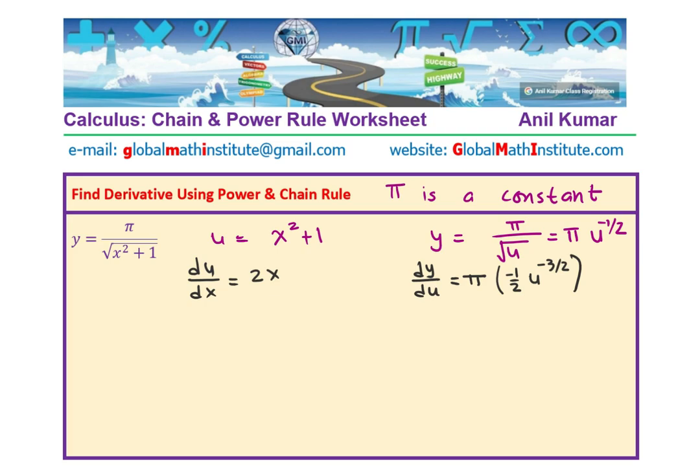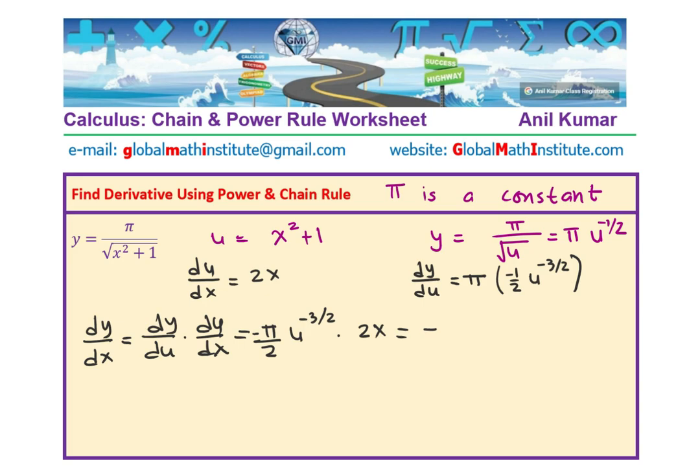So you can now write dy/dx as dy/du times du/dx. dy/du is all this, which is pi times minus half. So I'm writing minus here and divide by 2. Minus pi by 2 u to the power of minus 3 by 2 times 2x. Now we know what u is. U is x squared plus 1. So we write this as minus pi by 2 times (x squared plus 1) to the power of minus 3 by 2. Do you see that? So we get our result.